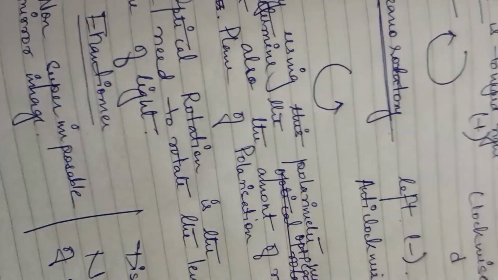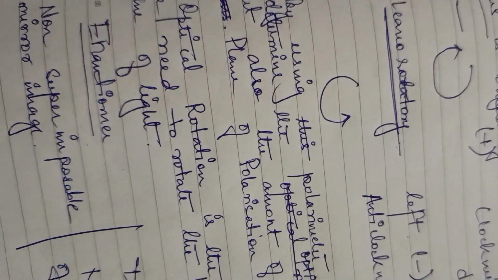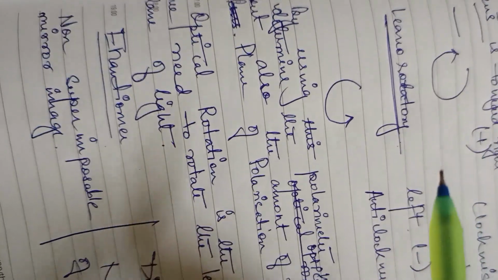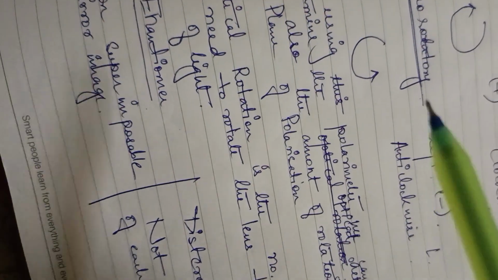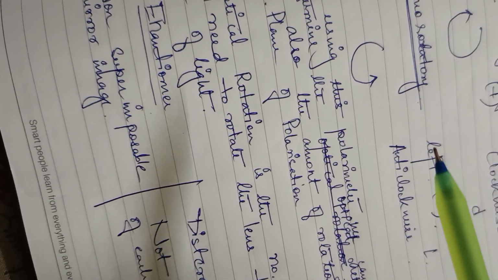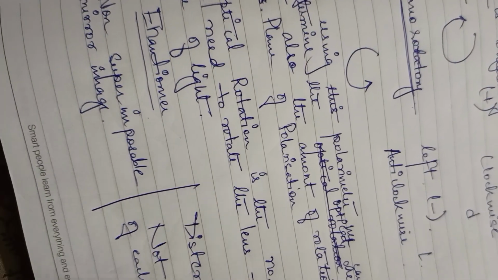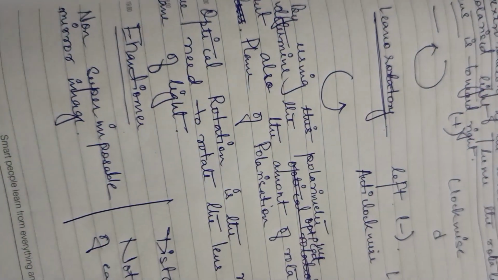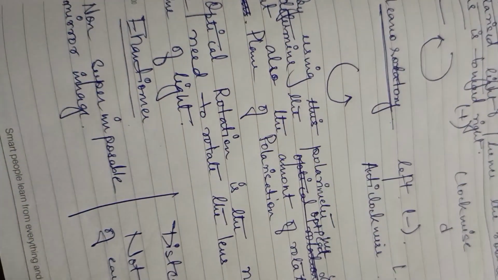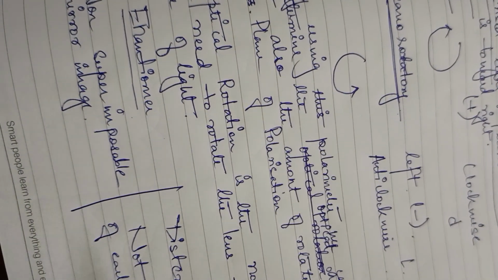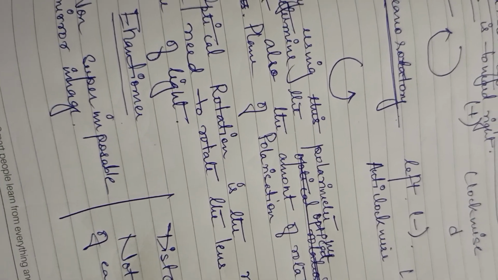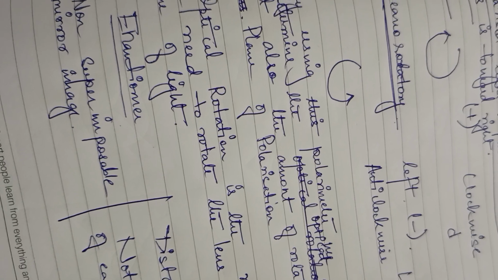Let me tell you what a polarimeter is. The polarimeter can determine the optical activity and the direction of the substance, and also the amount of rotation of the substance. And what is the amount of rotation? It is the number of degrees we need to rotate the lens to conform it to the light source. This amount of rotation of the plane of polarization is called optical rotation.